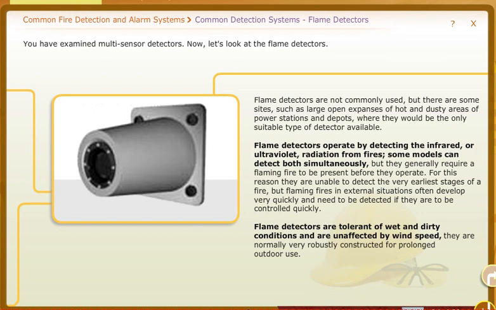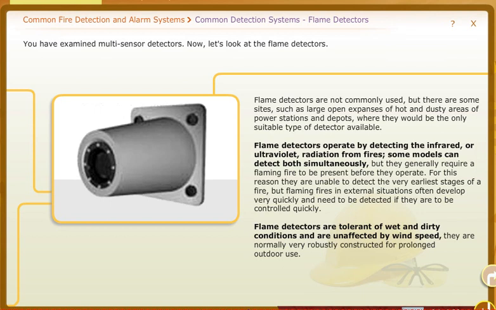Flame detectors operate by detecting the infrared or ultraviolet radiation from fires. Some models can detect both simultaneously, but they generally require a flaming fire to be present before they operate. For this reason, they are unable to detect the very earliest stages of a fire, but flaming fires in external situations often develop very quickly and need to be detected if they are to be controlled quickly.